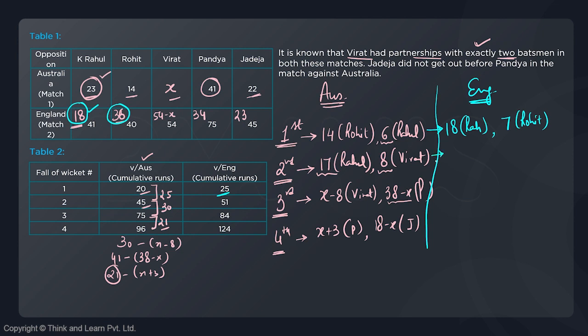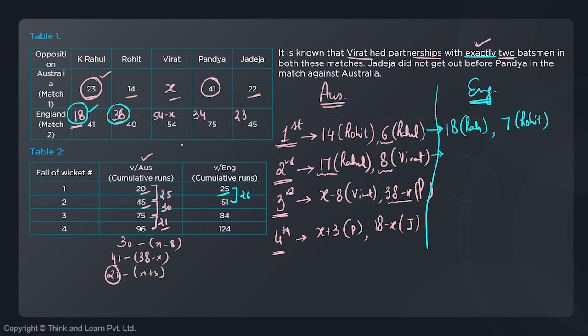Let's come to the second partnership. Now the second partnership is of 26 runs: 51 minus 25, that is 26 runs. Can Virat get out or Rohit? Once again, because Virat has to be there in exactly 2 partnerships, this is almost fixed. That second time also Rohit will get out and Virat would be playing, and third time Virat will get out, because Virat must be there in 2 partnerships.